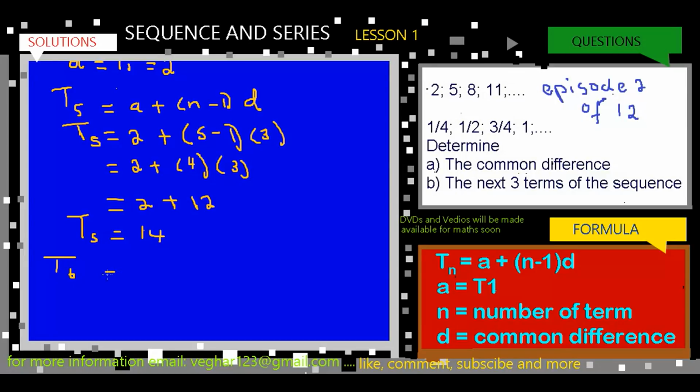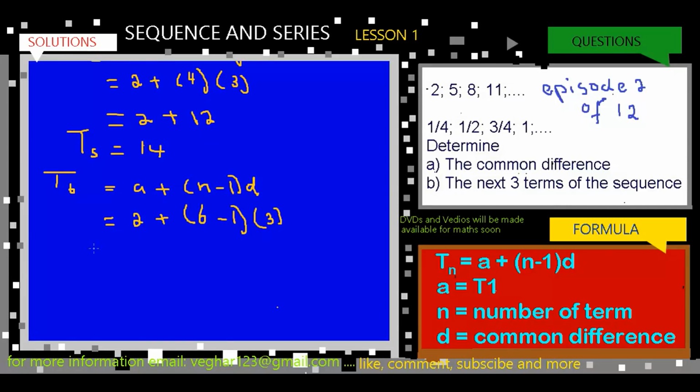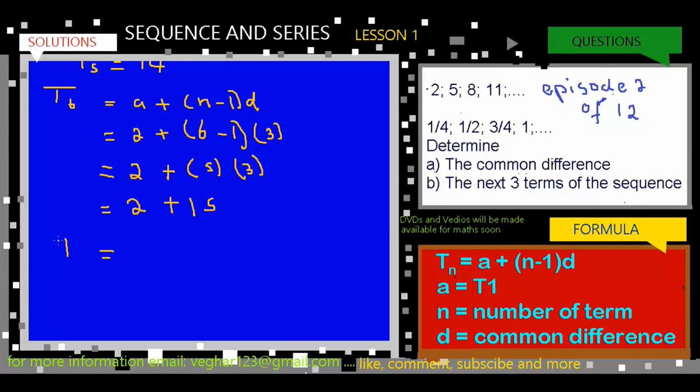Let's see term number 6. So we put 2. Where there's n, we'll put the number of the term, which is 6, and then we'll put 3 where is the common difference, and then we'll have 5 here, and then 3. Multiplying this, 5 times 3 is 15. So term number 6 is 2 plus 15, which is 17.